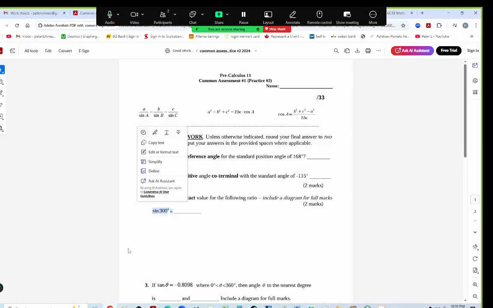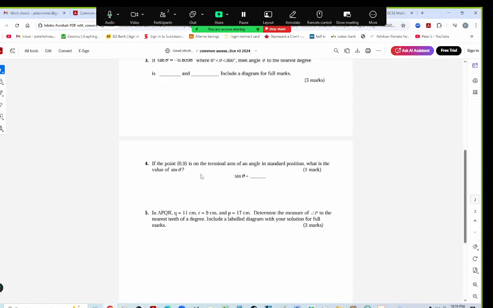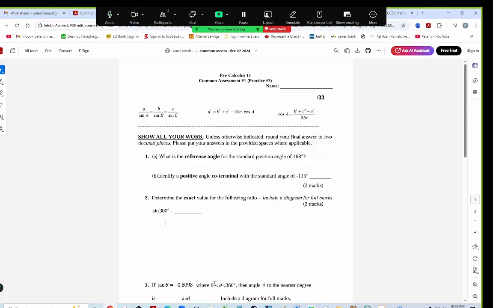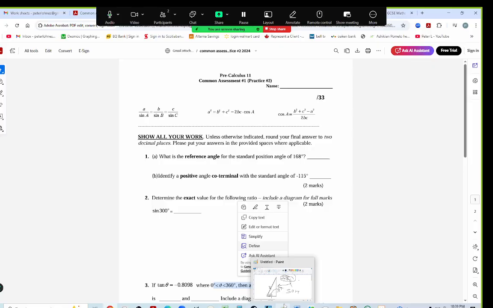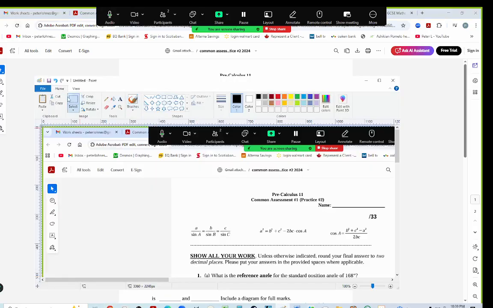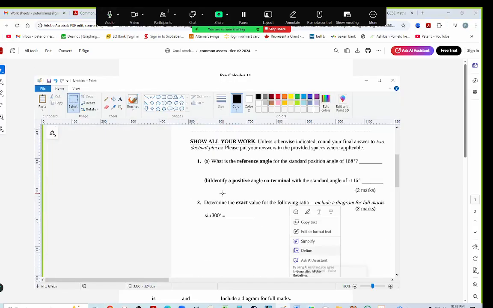Going back to the questions. Here we go. This is not an exact value question. When you see exact value, you got to use special triangles, but here it says nearest degree, and include a diagram for full marks. So let's look. First of all, they're talking about tan, so we got to keep that in mind. But when we're talking about nearest degree, we do not have to use the special triangle that I just used. We instead have to use our calculator.